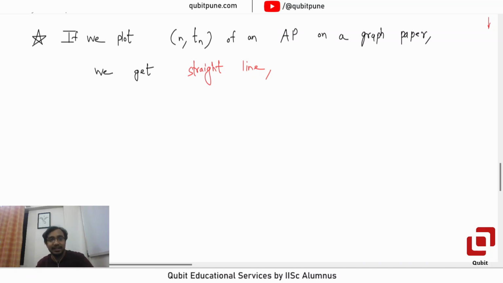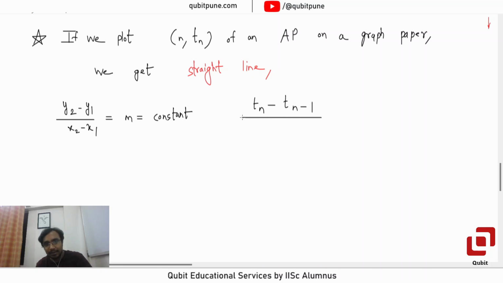What is the slope of the straight line? Can anybody tell me the slope? First of all, let us argue why it is a straight line. Look, the property of a straight line is that y2 minus y1 upon x2 minus x1 is the same constant, and that constant is called the slope. And here we have tn minus t1 upon n minus 1, that is actually d. Is it clear? Did you understand this part? Yes, sir. This part is important.